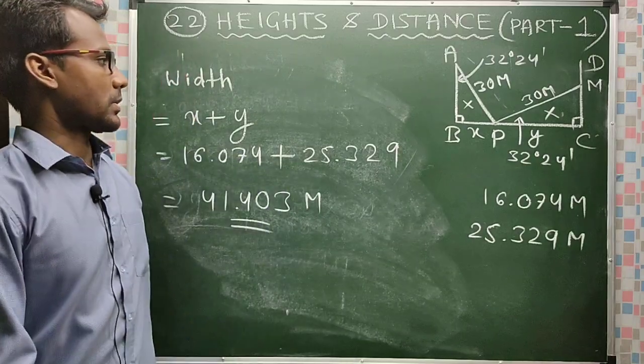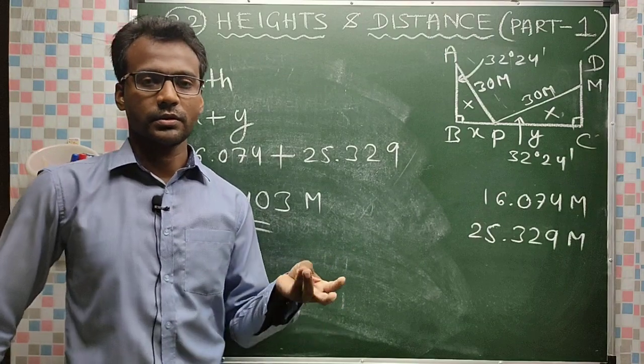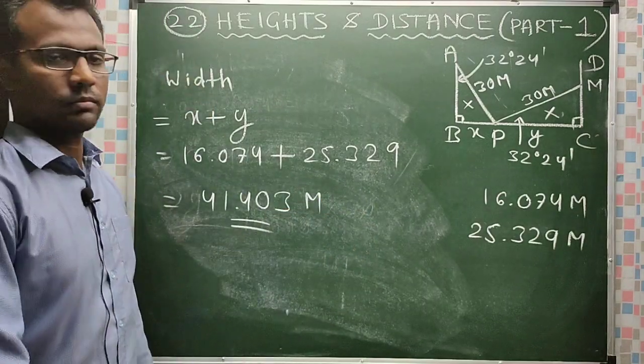Okay, so I hope you have understood the first part, angle of elevation, angle of depression, horizontal, line of sight, and a few examples. Okay, so thank you.